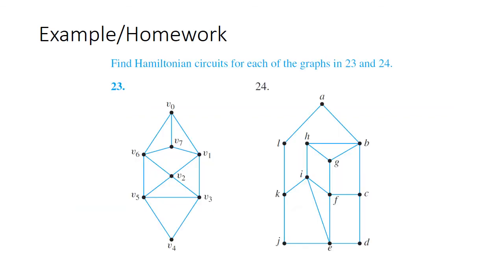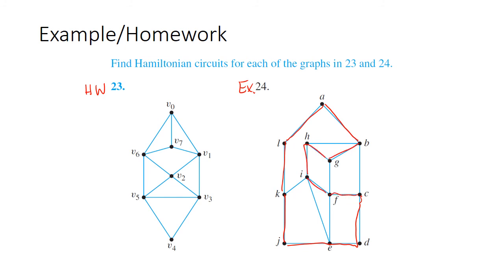Okay, so let's try finding a Hamiltonian circuit here. I'm going to do 24, and then 23 is your homework problem. Okay, so I think I'll just try to go around the outside, maybe from B to A, L, K, J, E, D, C, and then let's see. Okay, I see how I can do this. So I'll go to F, and then I, H, G, and back to B.